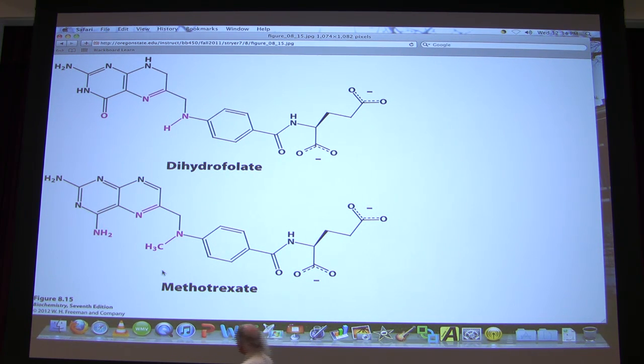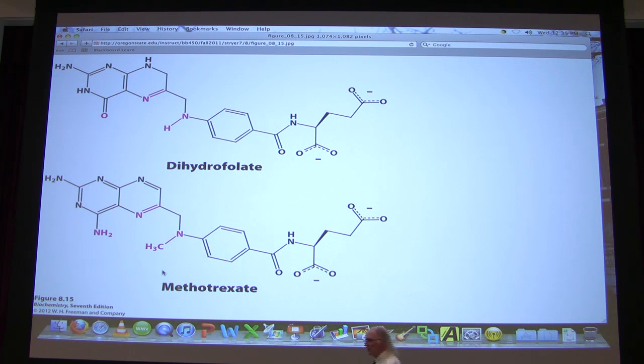If I treat cells with methotrexate, these cells will ultimately die if I don't take it away. Methotrexate is used in some types of chemotherapy because cells that can't make nucleotides can't divide and die. Well, if I just gave it to a person and I didn't give them anything else, what's going to happen? Well, they're going to die, and that's the end of it.